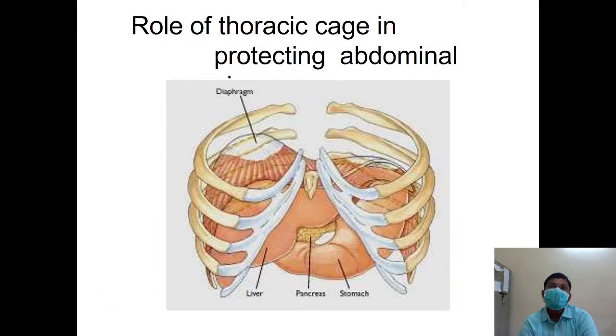Now the role of the thoracic cage in protecting the abdominal organs: the thoracic cage is helpful in protecting the liver, pancreas, and also the stomach.